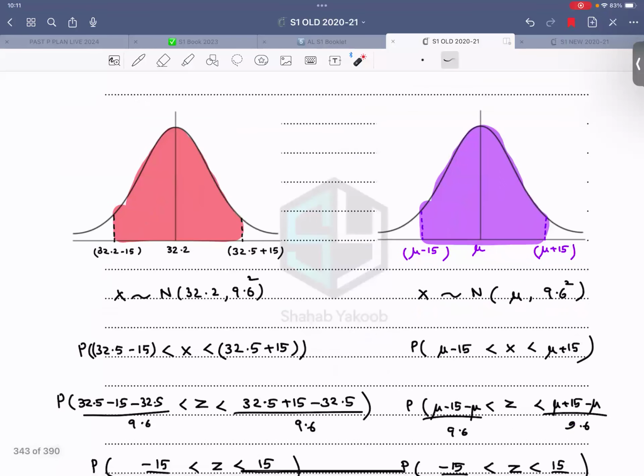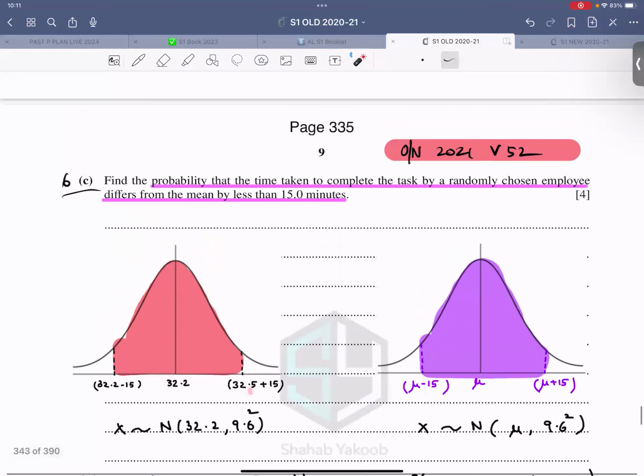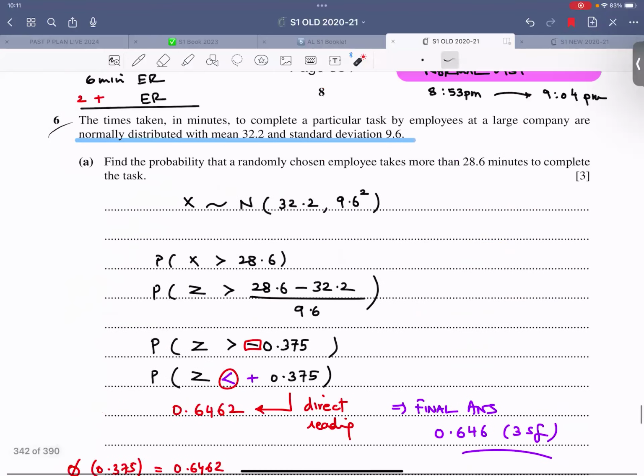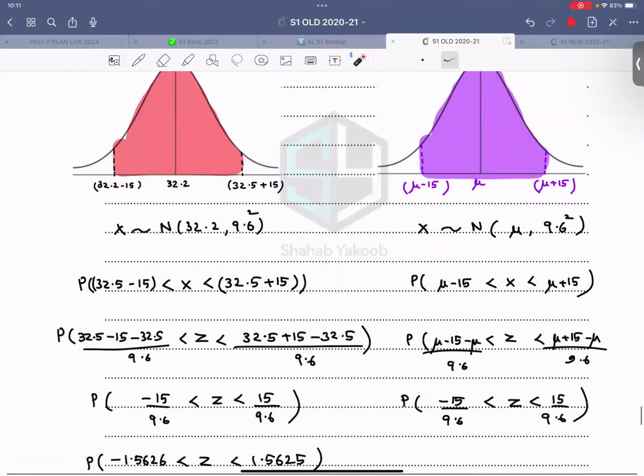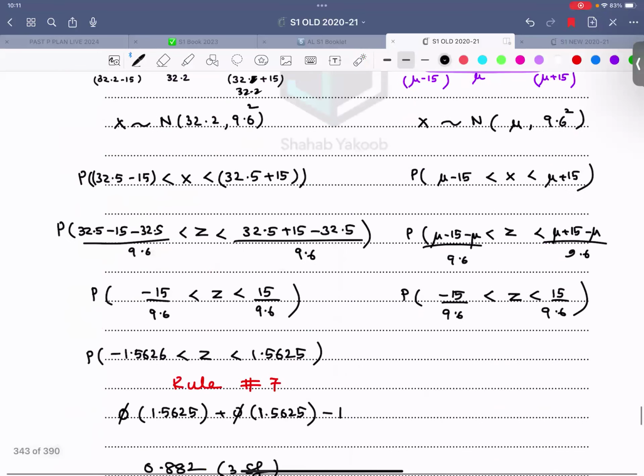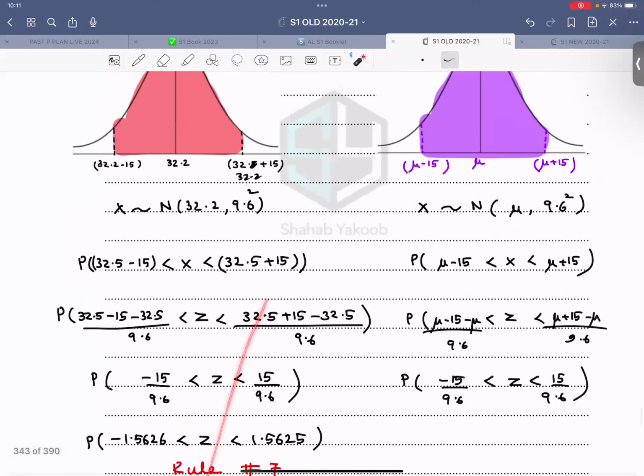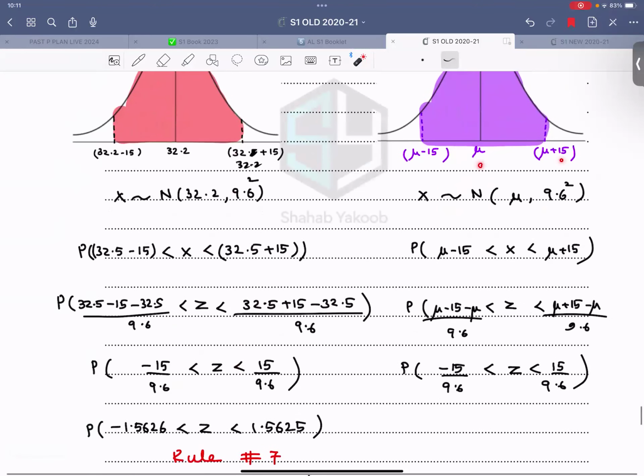Now, we just did a question like this. That differs by 4 minutes. This differs by 15 minutes. 32.5 plus 15, 32.2. I think it's just a misprint, 32.2. Okay, things happen. So this is 32.2 plus 15. Either you can work out with exact numbers, or if this is mu plus 15, this is mu minus 15. So you can still work out without the value of mu. Why? Because the mu cancels out.